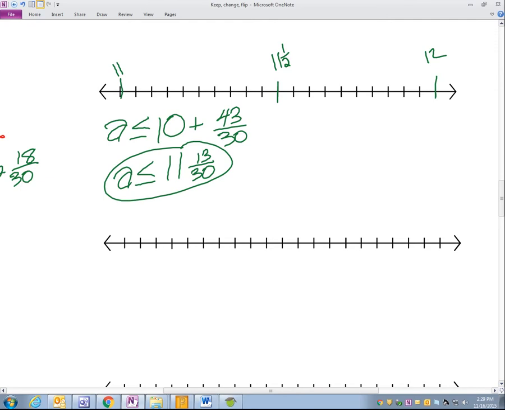Now, 11 and 13/30ths is just shy of 11 and a half, isn't it? Because 11 and 15/30ths would be there. So I'm going to put my circle just shy of a half. I'm going to redo that. Now, is it an open circle or a closed circle? Closed. It is closed because of this little line right here, which means that it is less than or equal to. And when I have it covered or colored in, that means that that point is also included.